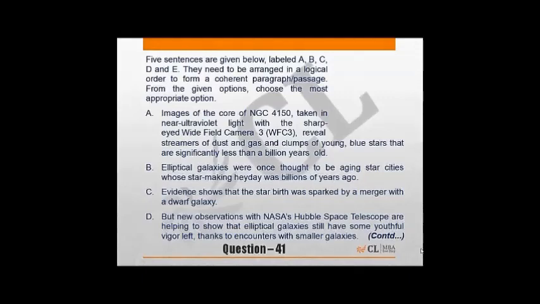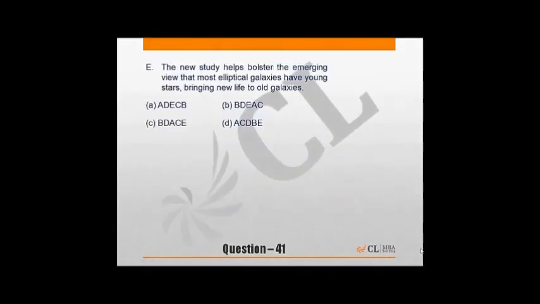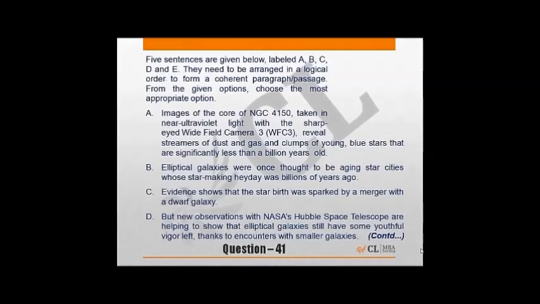Question 41, a question of parajumbles. It has 5 statements, so let us go through the statements and try eliminating the choices. Statement A. Images of the core of NGC 4150 taken in near ultraviolet light with the sharp-eyed Wide Field Camera 3 (WFC3) reveal streamers of dust and gas and clumps of young blue stars that are significantly less than a billion years old. Statement B. Elliptical galaxies were once thought to be aging star cities whose star-making heyday was a billion years ago.